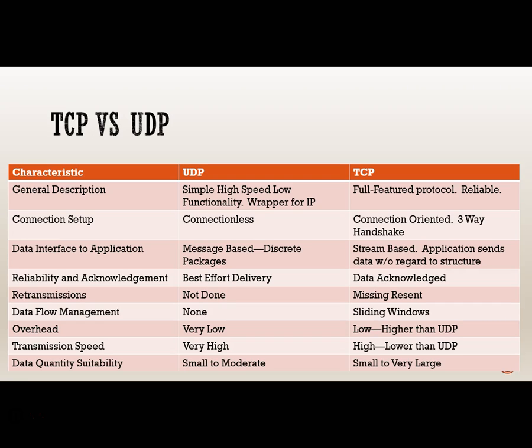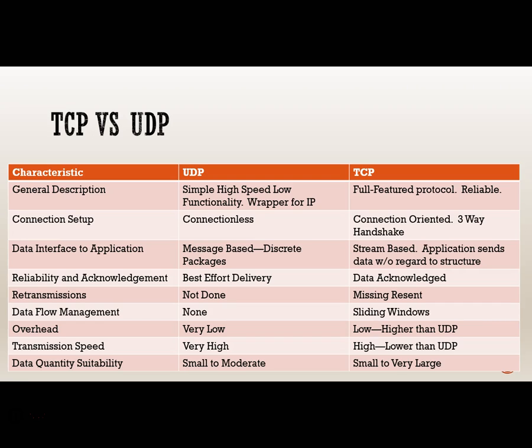Reliability and acknowledgement: UDP is a best effort protocol. With TCP, the data is acknowledged. Retransmissions: for UDP, they're not done, there aren't any. With TCP, the missing data is resent. Data flow management: UDP, there isn't any, and TCP uses the sliding window. UDP has very little overhead. TCP's overhead is low, but it is higher than UDP. UDP has a very high transmission speed. TCP is going to be high.